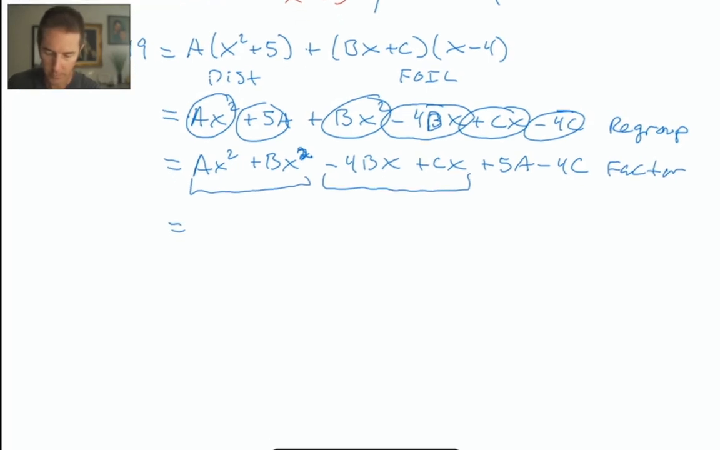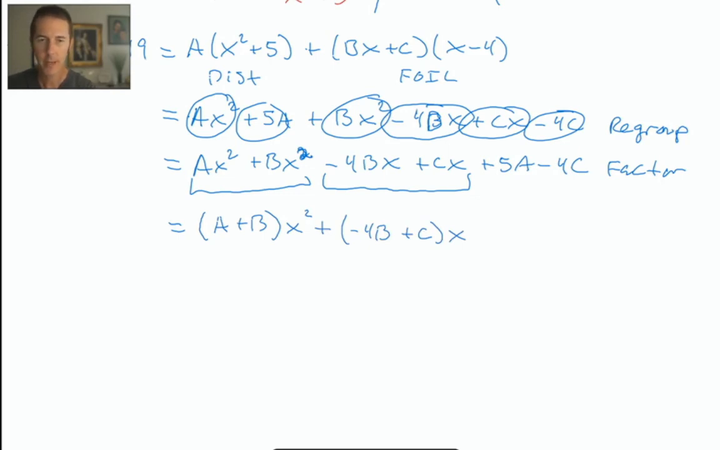So the common factor in the first group is the x squared. How many x squareds do I have? I have a plus b of them. A plus b x squareds. And how many x's do I have? Now this is a little tricky here. I'm going to say I have plus, I don't know why my pen is being so jittery. It's like stuttering across the screen. There we go. A plus negative 4b plus c x's.